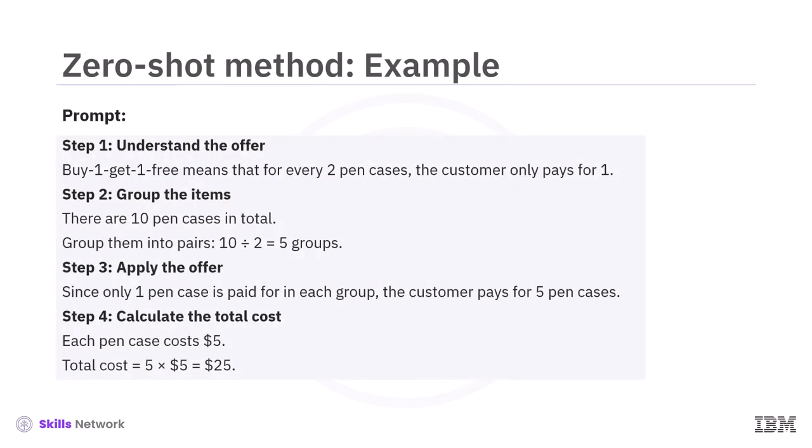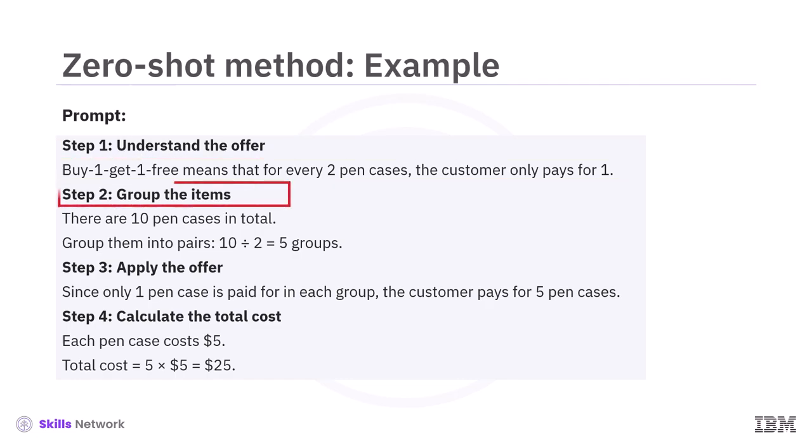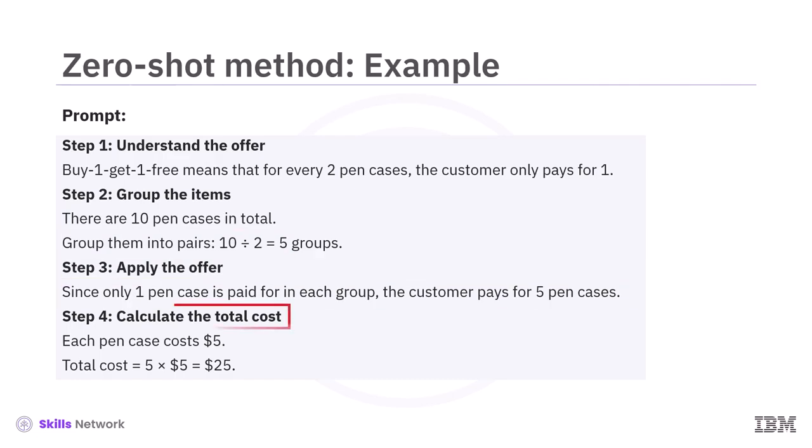It starts by interpreting the offer, understanding that for every 2 pen cases, the customer pays for just 1. Then it applies that understanding to the problem. It groups the 10 pen cases into 5 paid and free pairs, realizes that only 5 pen cases need to be paid for, and calculates the total as $25. So, without even seeing a sample first, the system is able to work through the logic step by step and arrive at the correct answer.